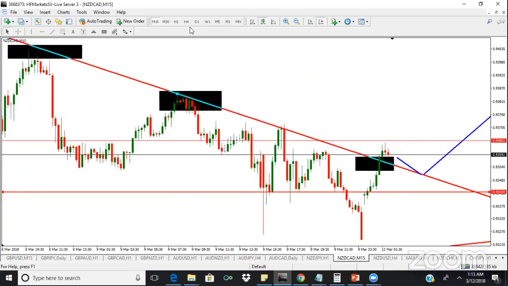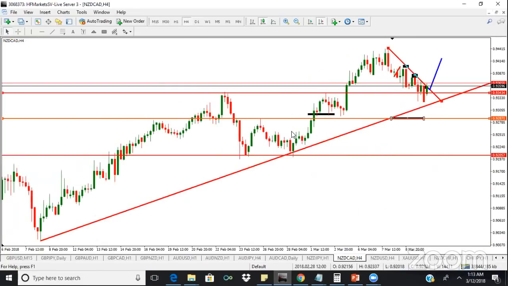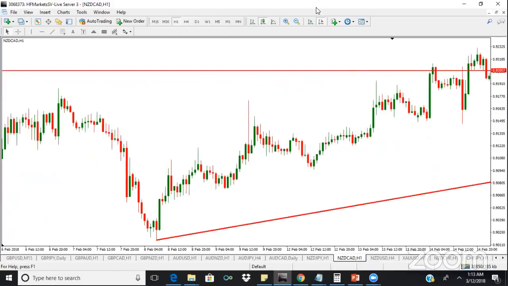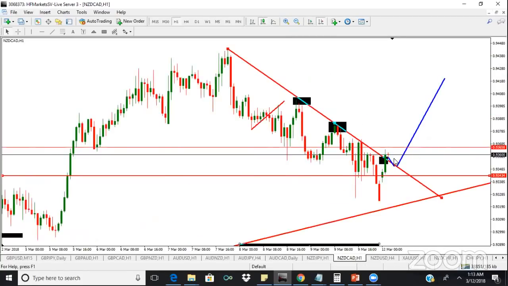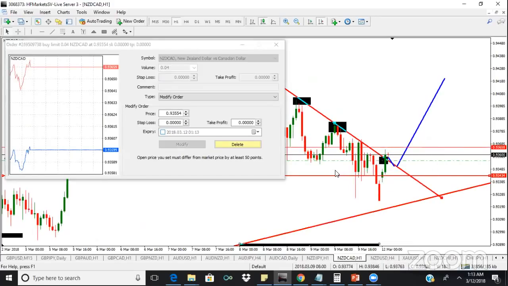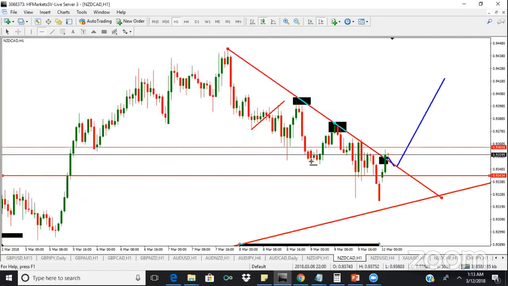So let's do this. New Zealand card. Sell stop. So the sell stop will be here. And my stop loss will be here. Okay.